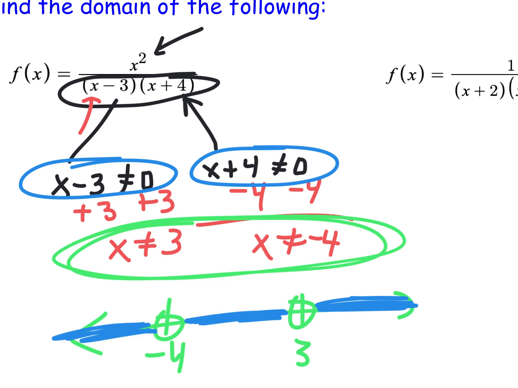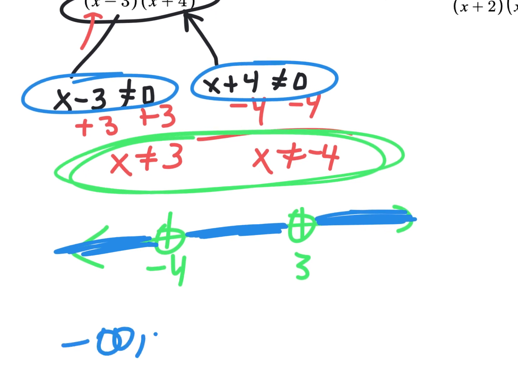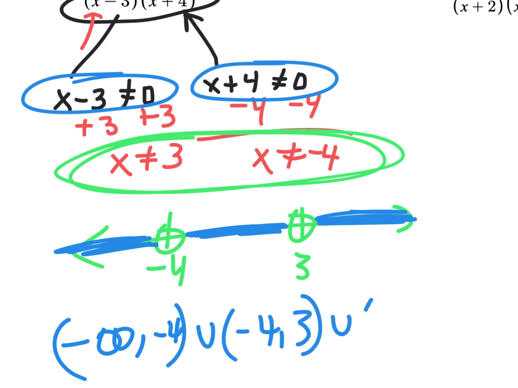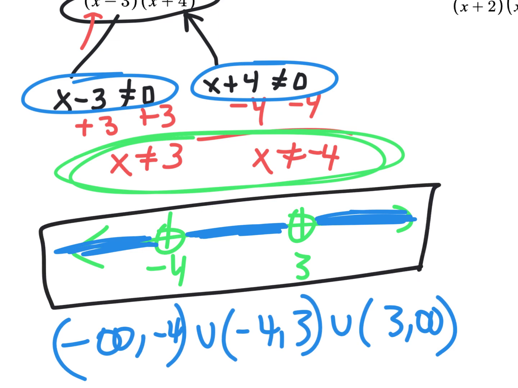I really hope we don't make you write these in interval notation, just because it adds a whole nother step. But if you had to, it'd be negative infinity to negative 4, union negative 4 to 3, union 3 to infinity. But I'm hoping we'll allow number lines for this test, but we'll see.